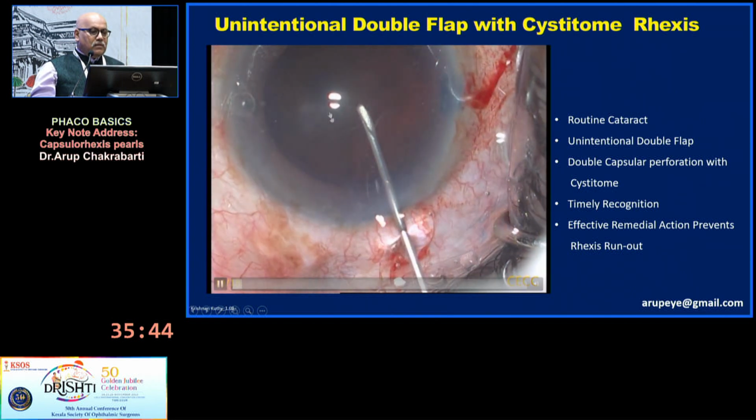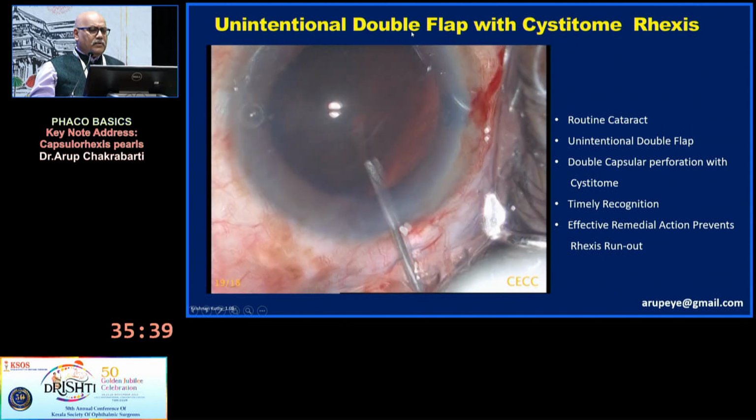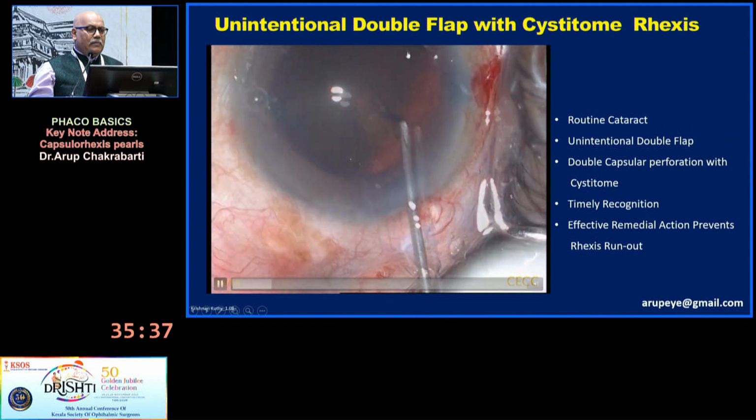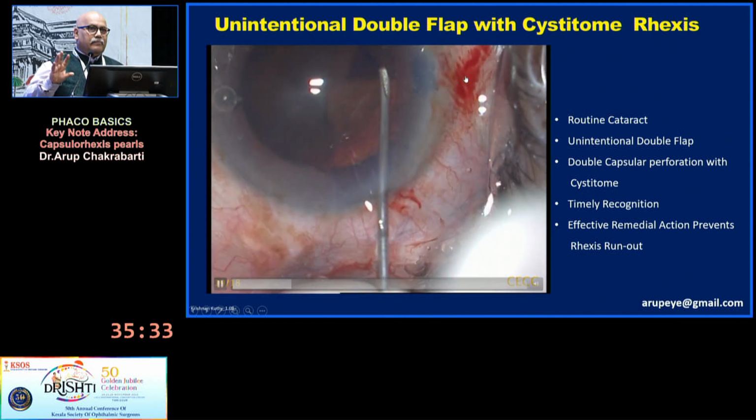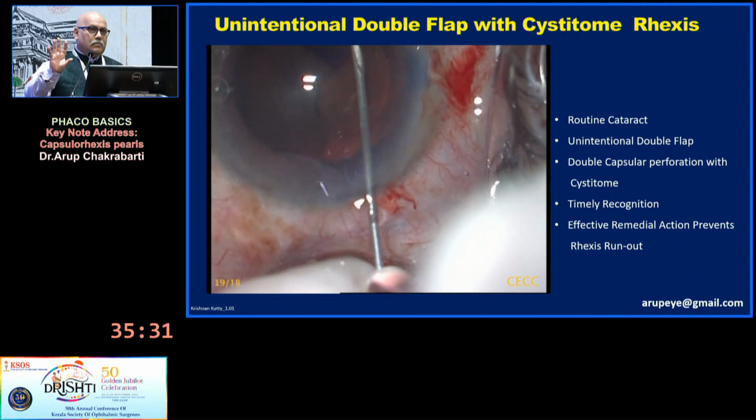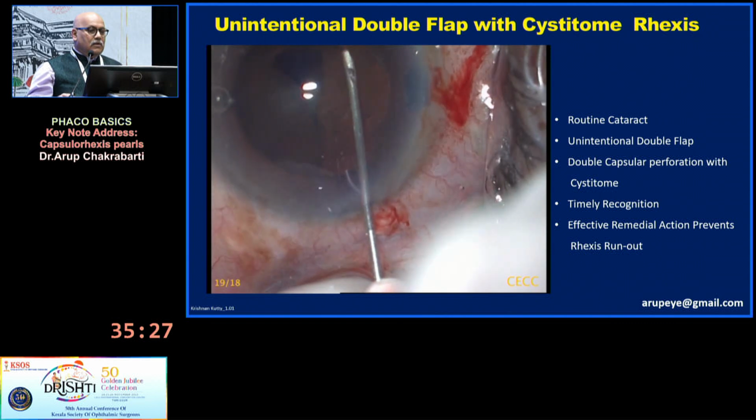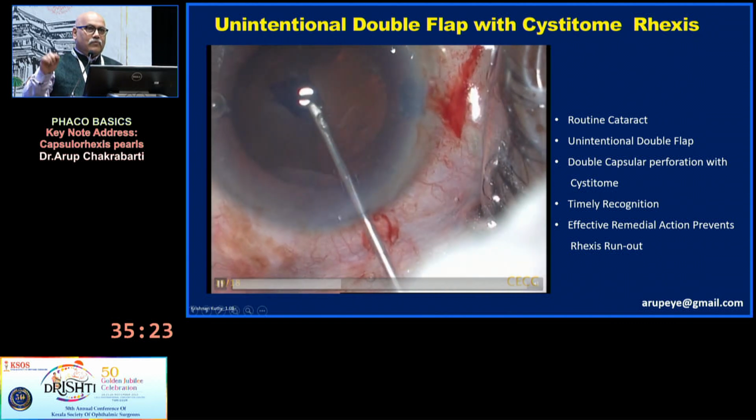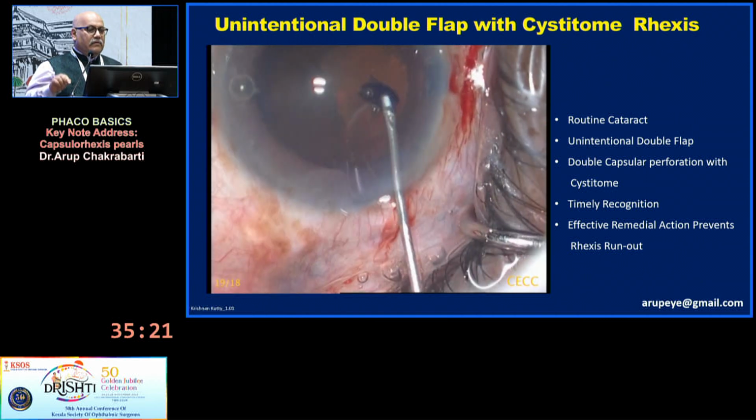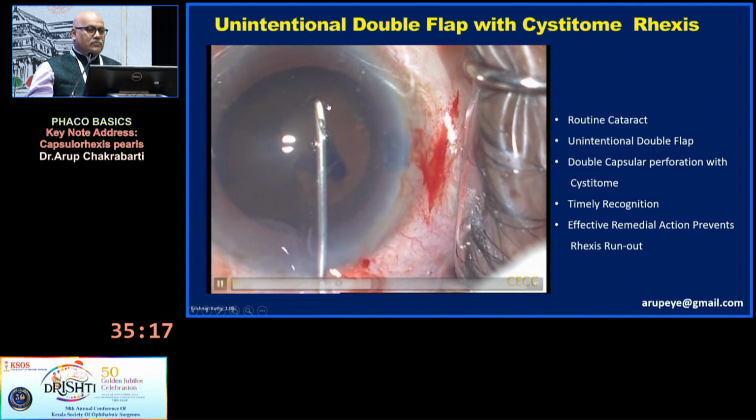Now, from time to time I encounter this problem, particularly when the rhexis margin approaches the inferonasal area. That is the area where, particularly in people with big, peaked noses, deep set eyes, and drape reflexes. So here, if you see, at one point I have perforated the capsule once again and initiated a fresh rhexis, and then there is a capsular tag.